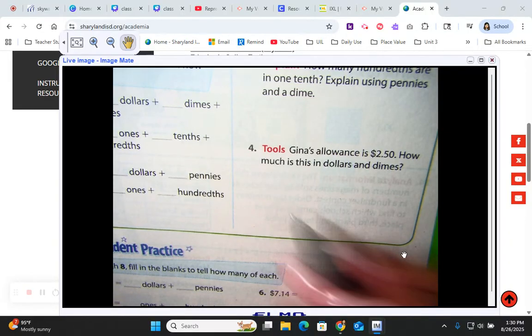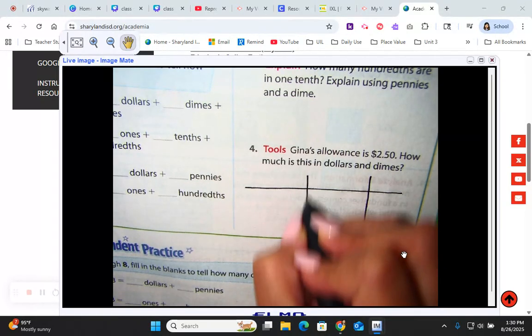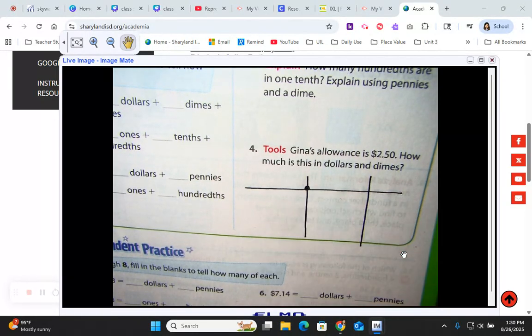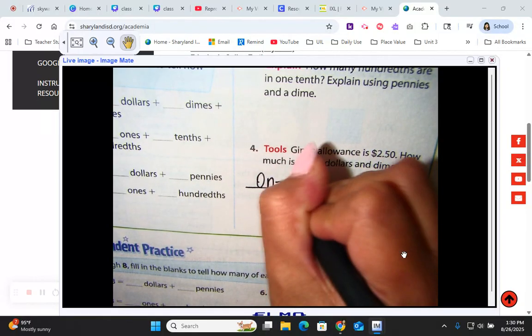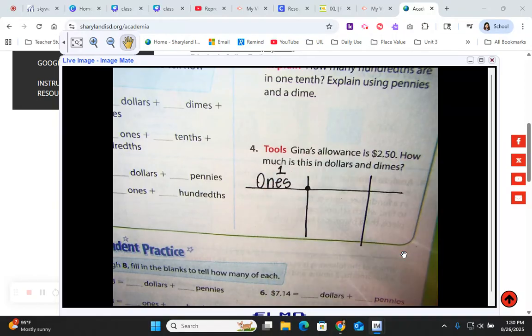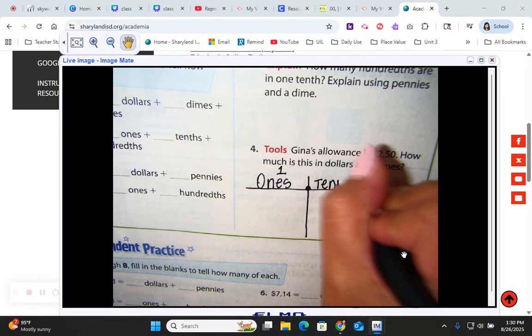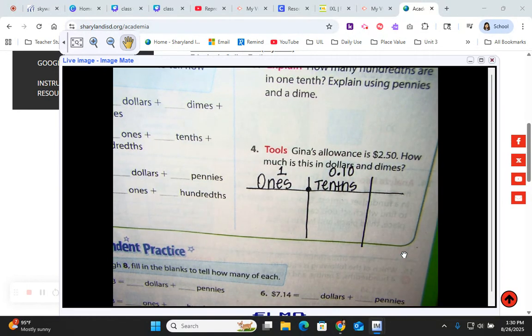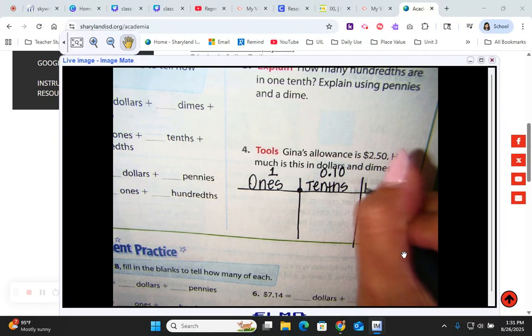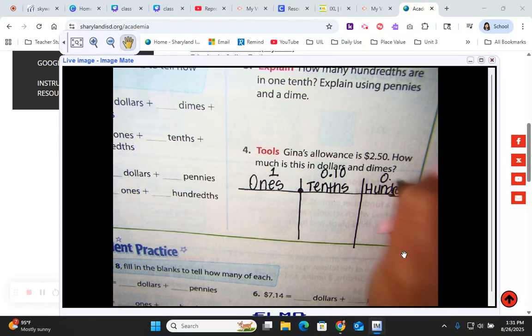I can also say, and I want you to, again, because our PVC, our place value chart, is our bestie when it comes to doing all of this. So right here, this little slot, we're going to take advantage of this space, and we're going to make our own place value chart. This is the ones, which is written as a 1. This is the tenths, which is written as 0.10. And this is the hundredths, which is written as 0.01.